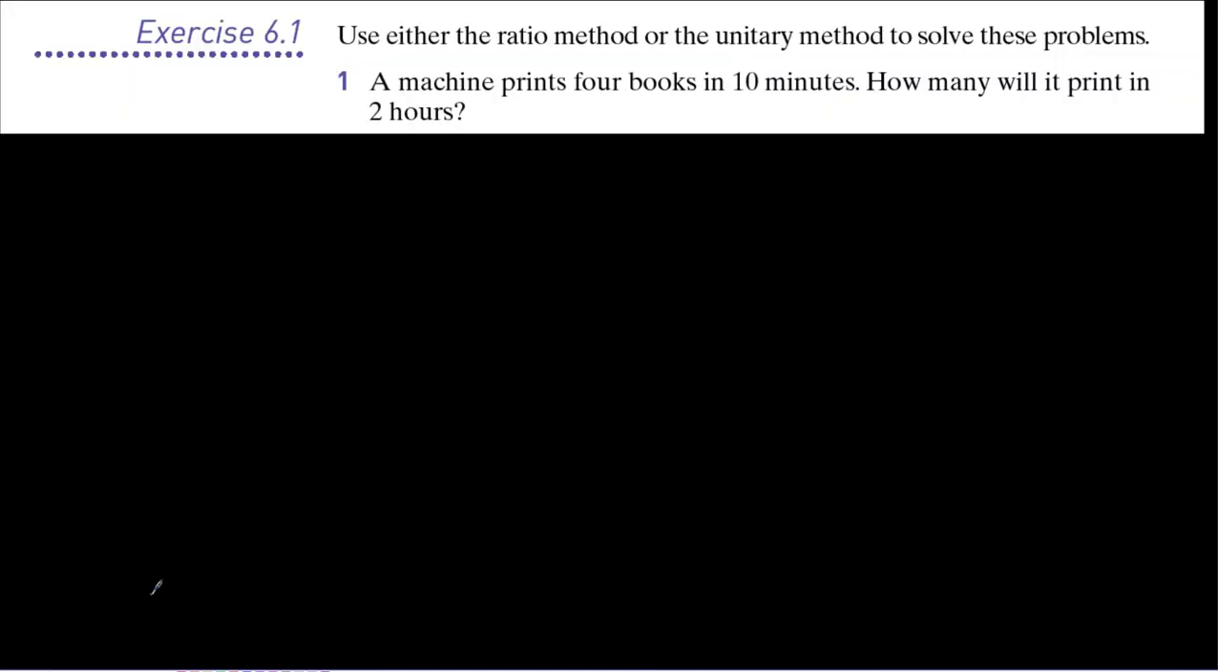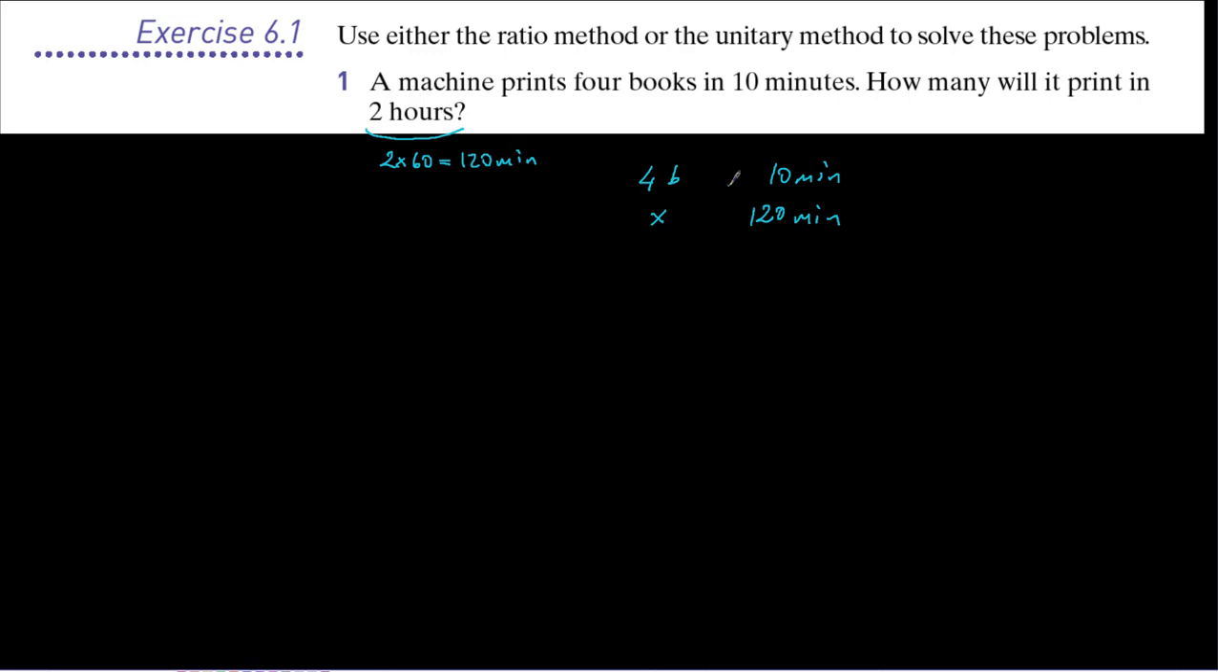Okay, another question here. A machine prints 4 books in 10 minutes. How many will it print in 2 hours? So firstly, I'm going to convert 2 hours to minutes. 2 times 60, 1 hour is 60 minutes, which is equal to 120 minutes. So again, I'm writing 4 books in 10 minutes. In 2 hours, which is 120 minutes, how many books?